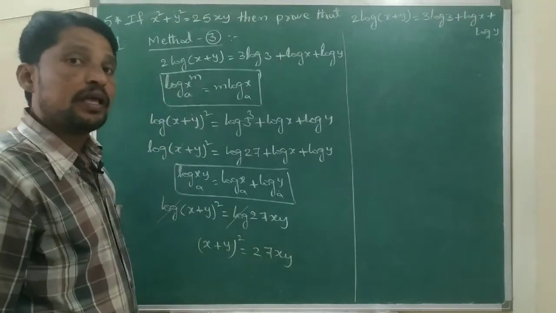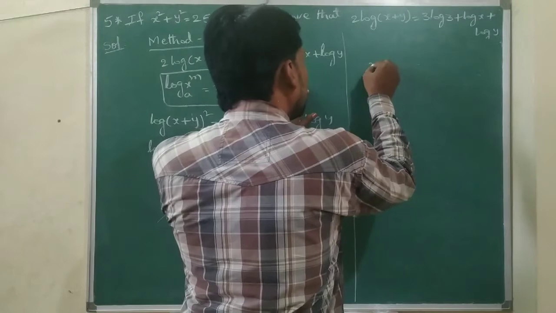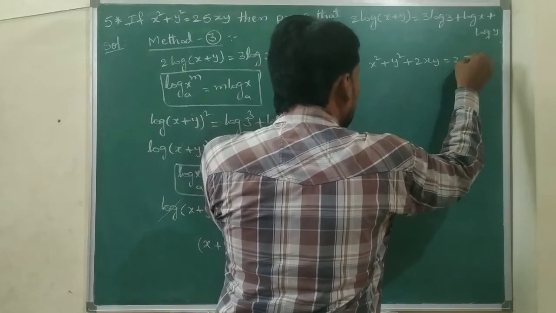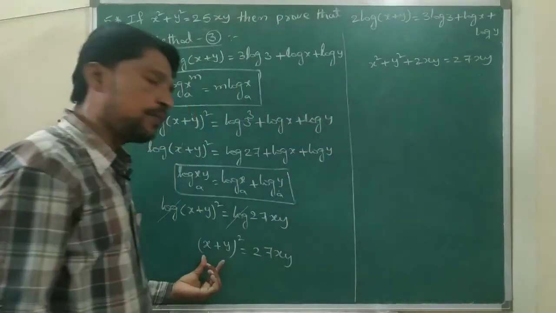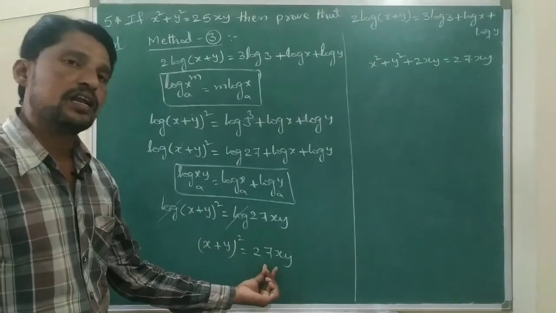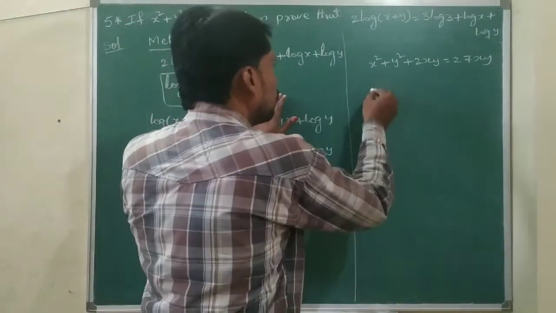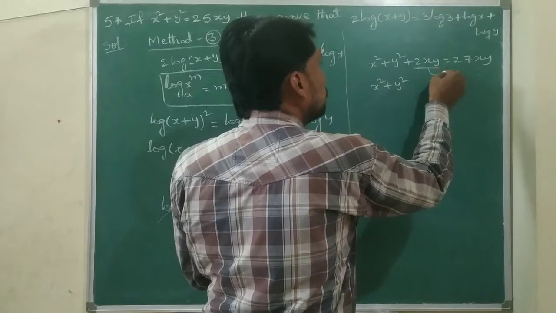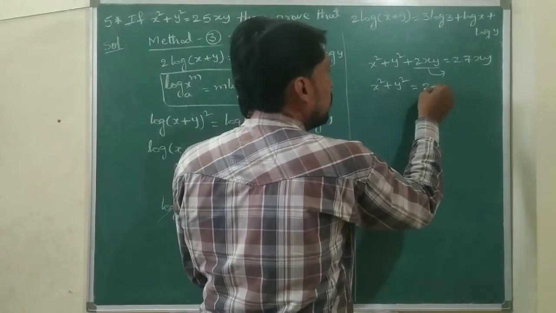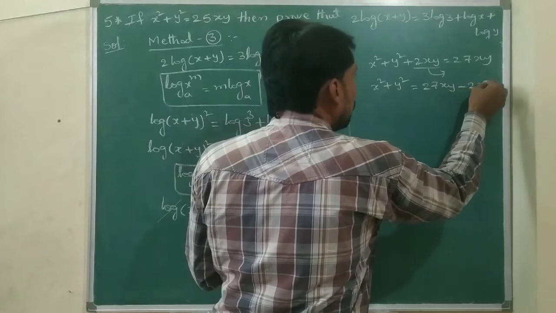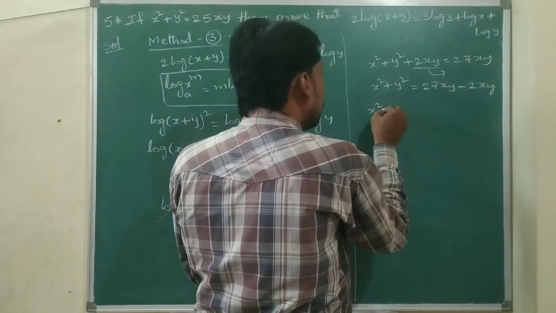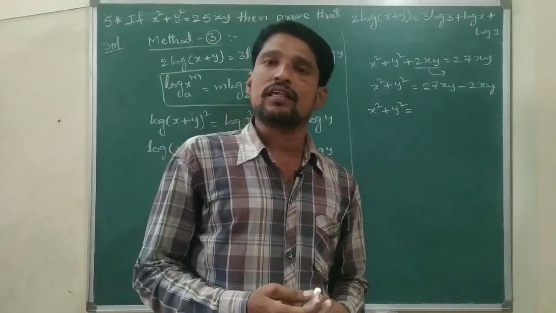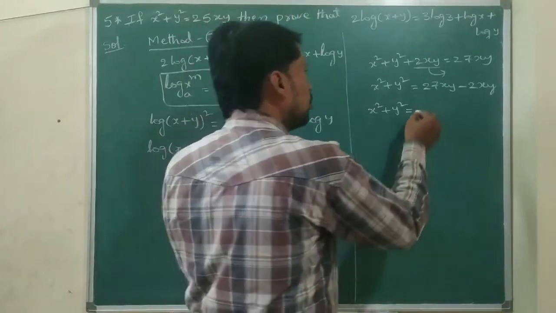Here it is of the form a plus b whole square, which is a square plus b square plus 2ab, equal to 27xy. So I expanded the a plus b whole square form and took the RHS as it is. So x square plus y square plus 2xy equals 27xy. We transpose the 2xy to the right, so x square plus y square equals 27xy minus 2xy. 27 minus 2, what do we get? Yes, 25xy.